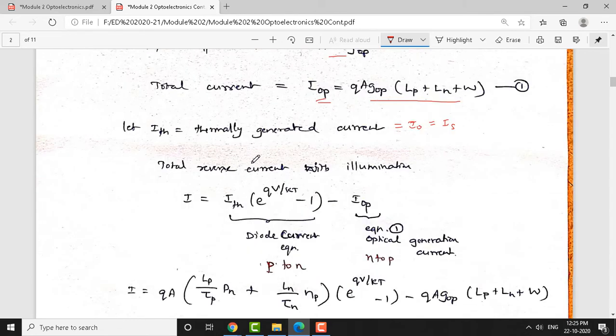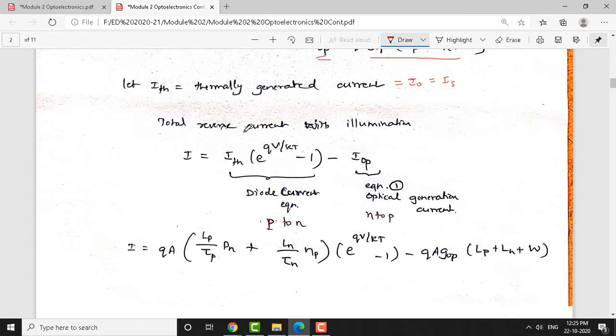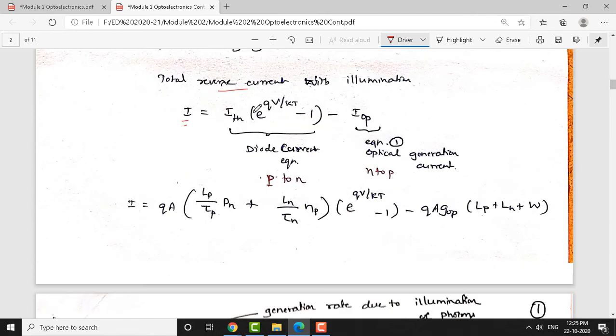So, now the total reverse current due to the illumination can be written by considering this optically generated current, or optical current, and also the diode current here. So, the total reverse current is given by this mathematical equation, which is I is equal to ITH times e to the power of QV by KT minus 1, minus IOP, the optical current here. So, here the sign is negative because of this reason, because this diode current flows from P to N. This is the observation you need to make. Optical current flows, this is due to the reverse bias, it flows from N to P. This is due to the illumination of light on the diode surface here.